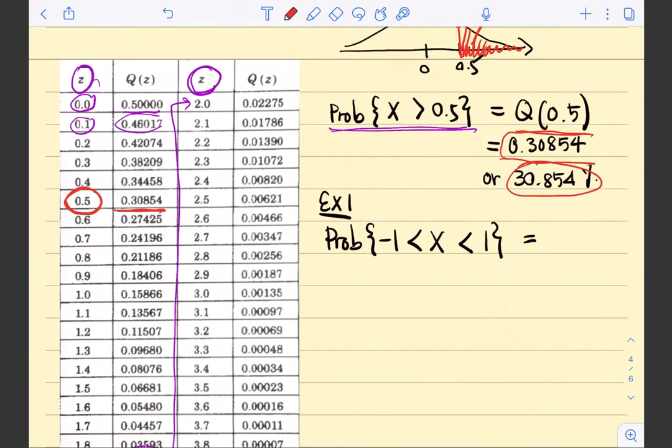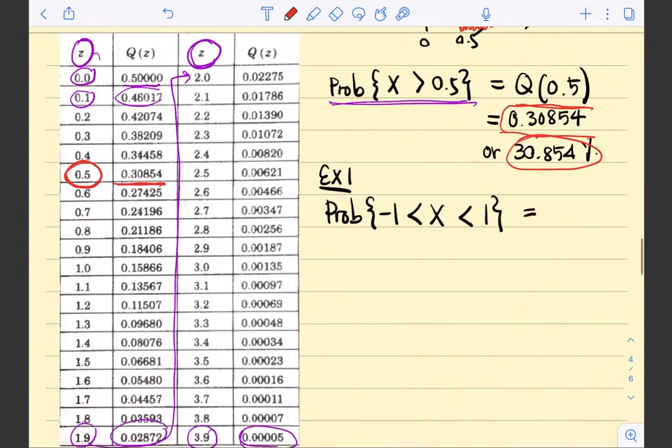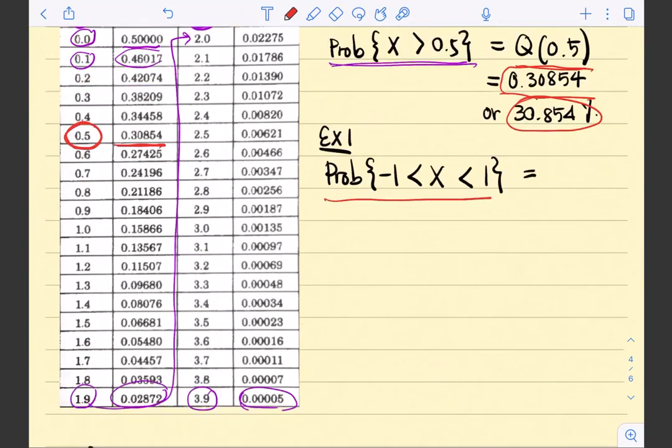Okay. Everyone got this? Sort of, yeah. Let's do this problem. Let's see what you got. Using the table of a Q function, I'm sorry.